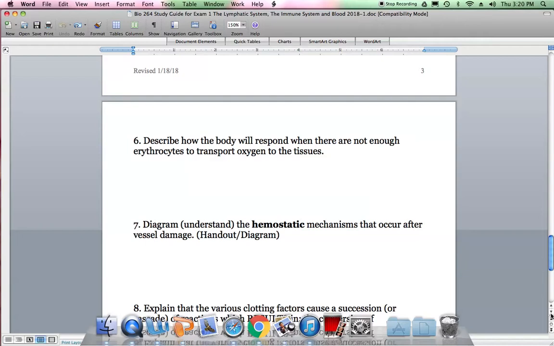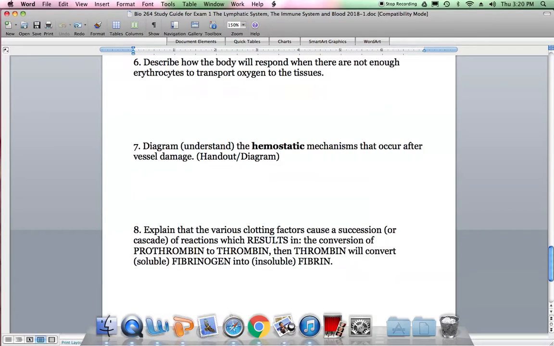There are two diagrams in your study module for lecture exam 1 that illustrate this. Platelet aggregation is one of them, and the other one shows an abbreviated model of how all these various clotting factors actually work together to form a cascade of reactions, which results in, and this is the most important part, the conversion of the molecule prothrombin into thrombin.